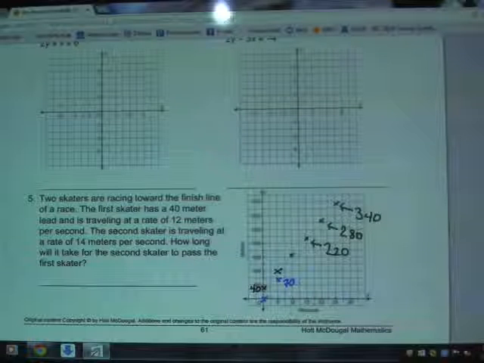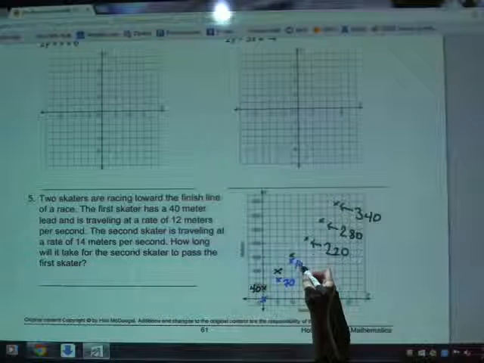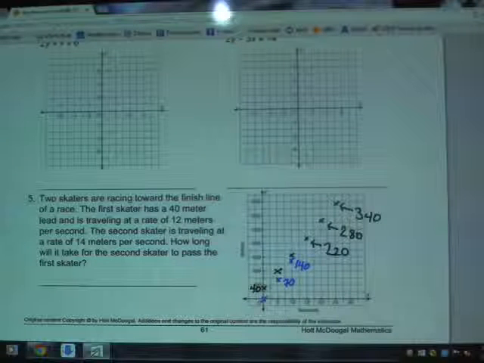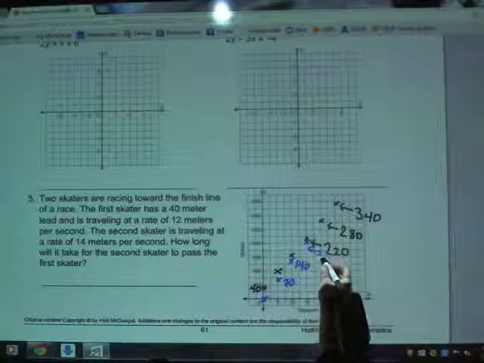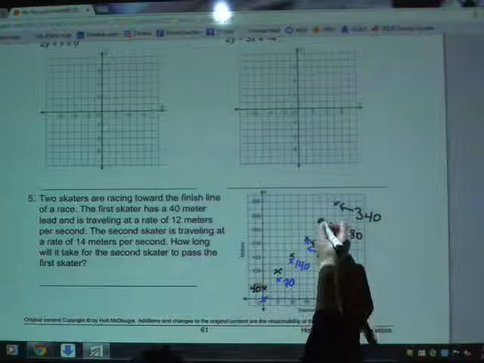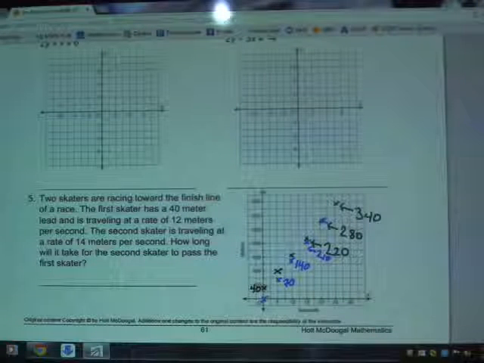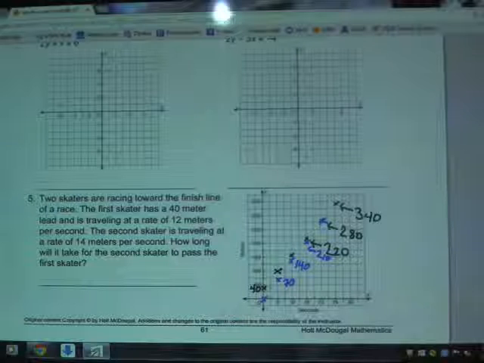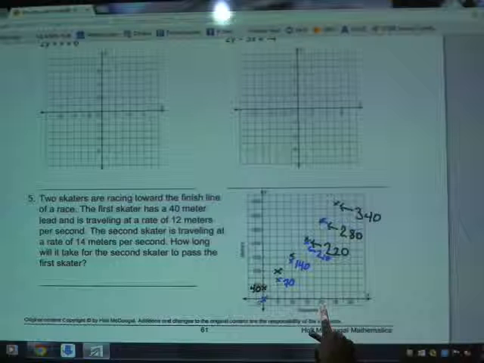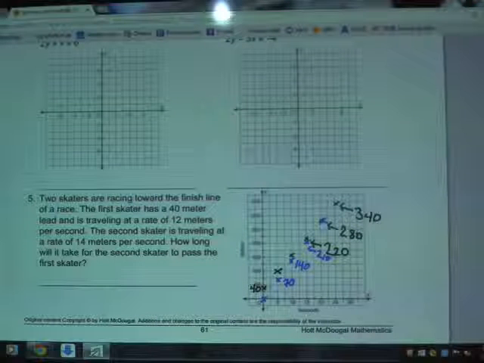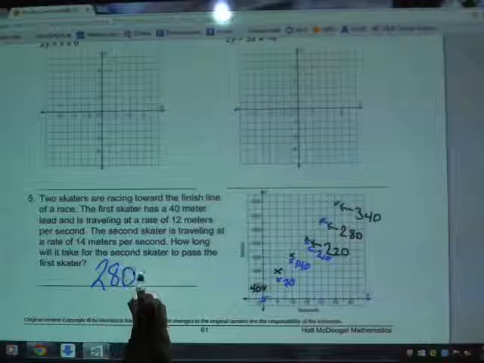Another 5 seconds in, at 10 seconds, they'll be at the 140 mark. So you can see they're catching up. At the 15-second mark, they're going to be at 210, getting closer still. Another 5 seconds in, they're going to be at 280. Well, we have a point of intersection here because at 280, they're both at the exact same spot, which turns out to be 20 seconds in. So when they're asking us how long will it take for the second skater to pass the first, we're going to say 20 seconds, at 280 meters.